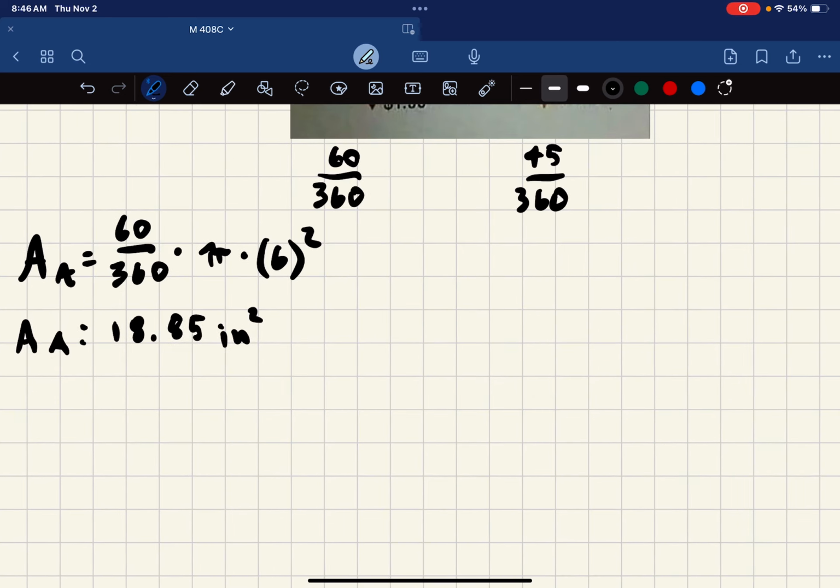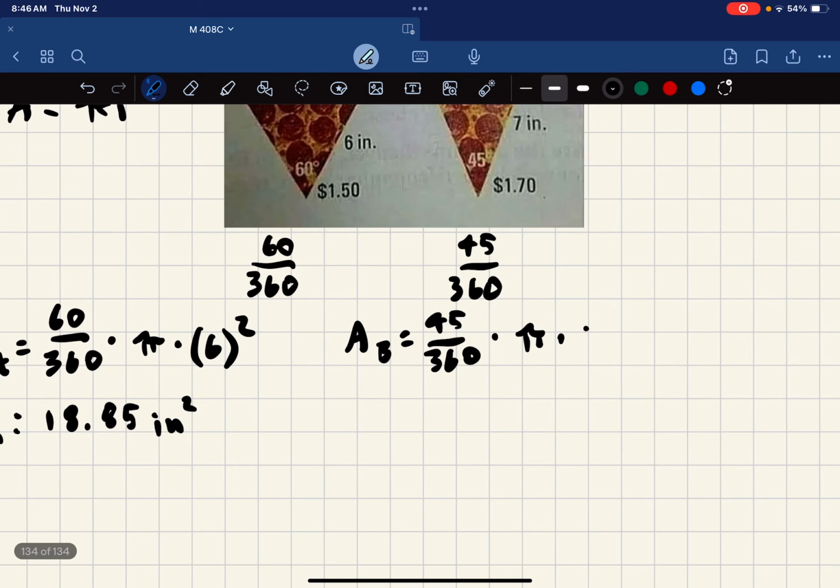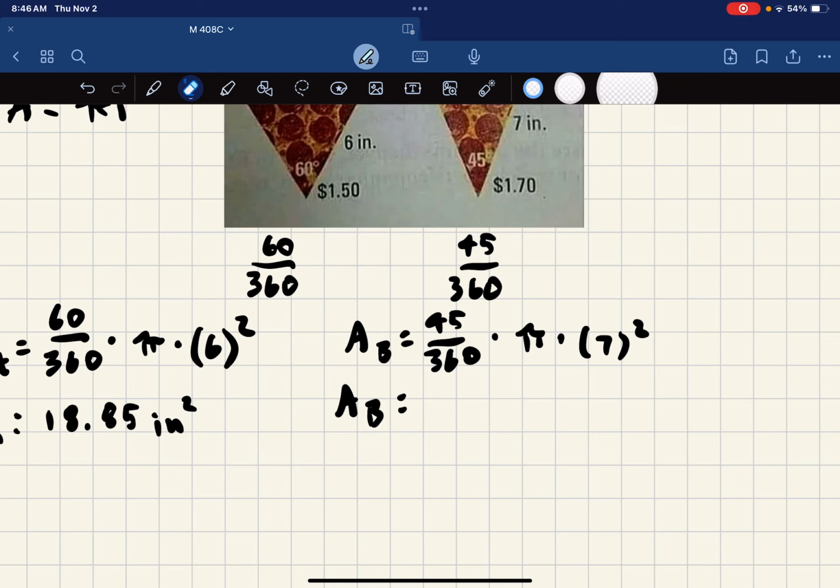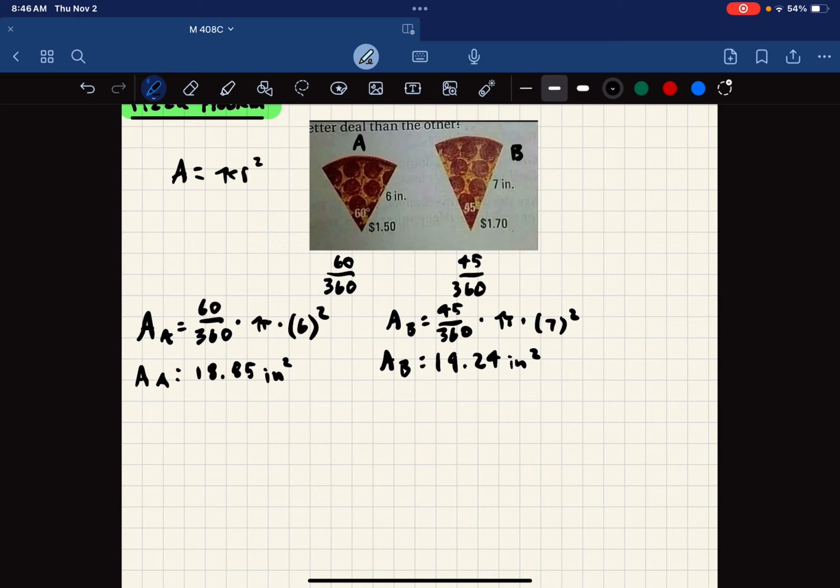Now let's do the same thing for the second pizza slice. The area of B equals 45 over 360 times pi times the radius, which is 7 squared. Once again, plug this into our calculator, 45 over 360 times pi times 49. We get 19.24. So now we have the area of each individual pizza slice. There's just one more thing we have to do, which is figure out which one is a better deal.